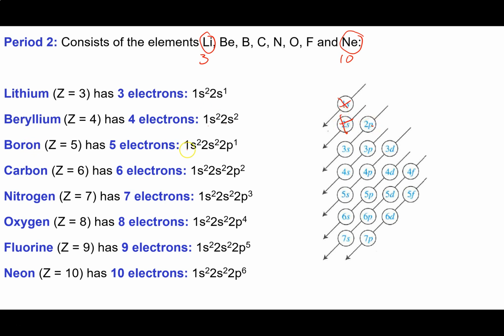Boron has 5, 1s2, 2s2, 2p1. Now it gets a little boring because as I'm moving through carbon, nitrogen, oxygen, fluorine, and neon, I'm just filling up this 2p subshell. So it goes 1s2, 2s2, 2p1, 1s2, 2s2, 2p2, all the way up to neon when the 2p gets filled, and now I'm on to the 3s.